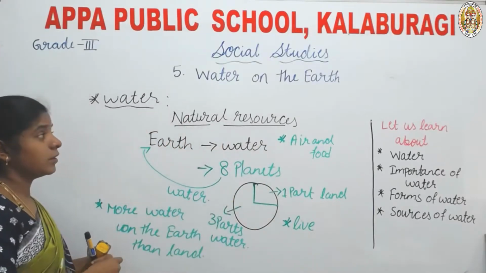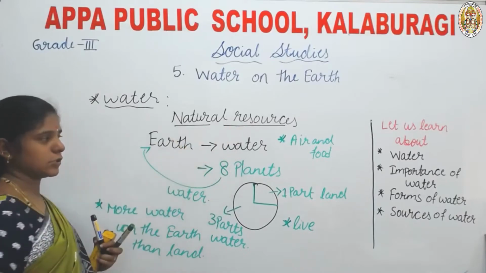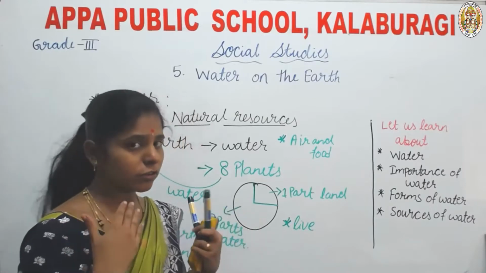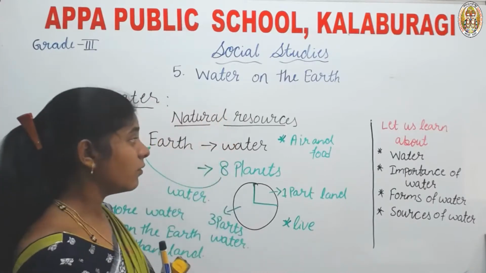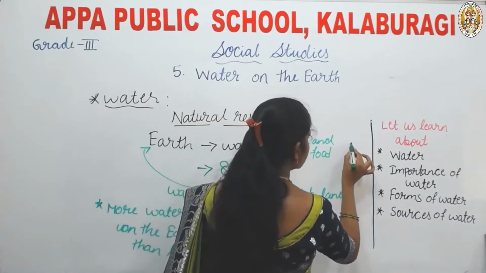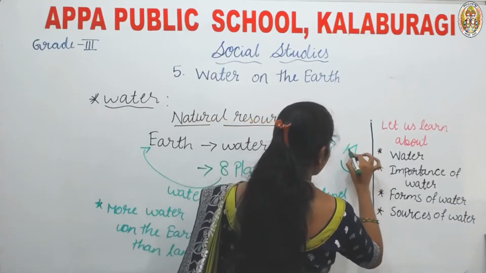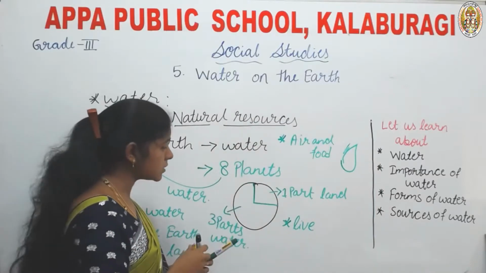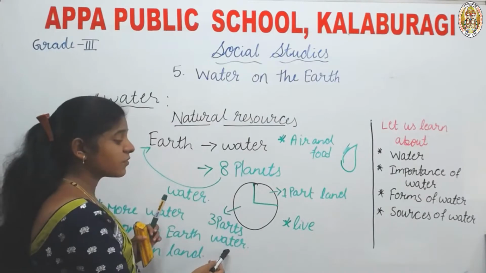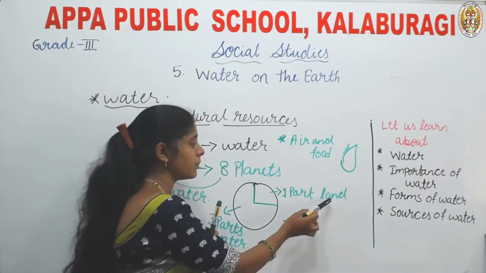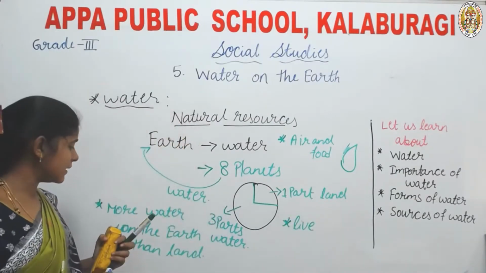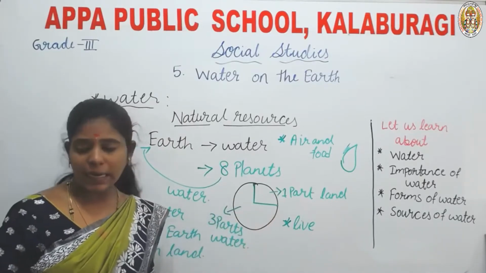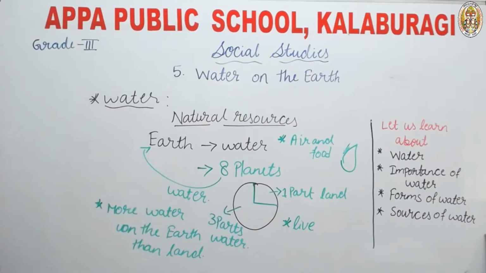Water is one of the natural resources. All living things need water to live. Without water, we cannot live. Water is important to live. We already know that three parts of the Earth are covered by water and only the remaining one part is covered by land. This shows there is more water on the Earth than land. Okay, understood about water?